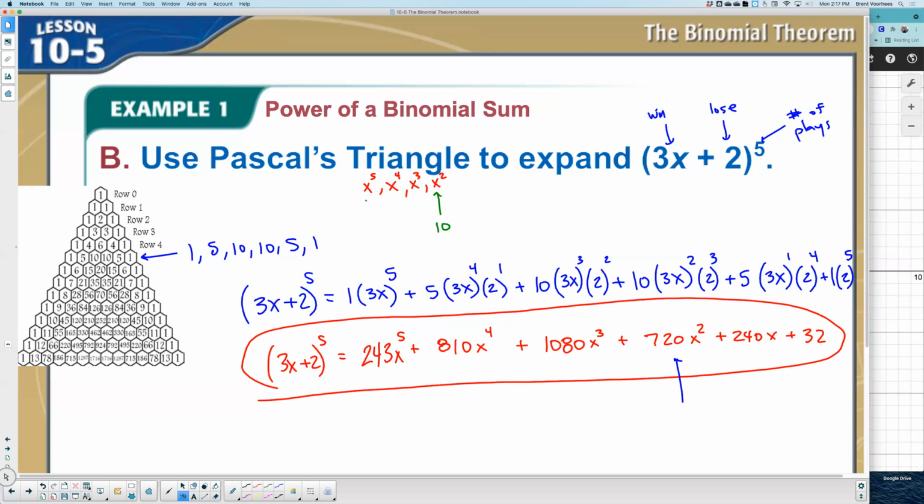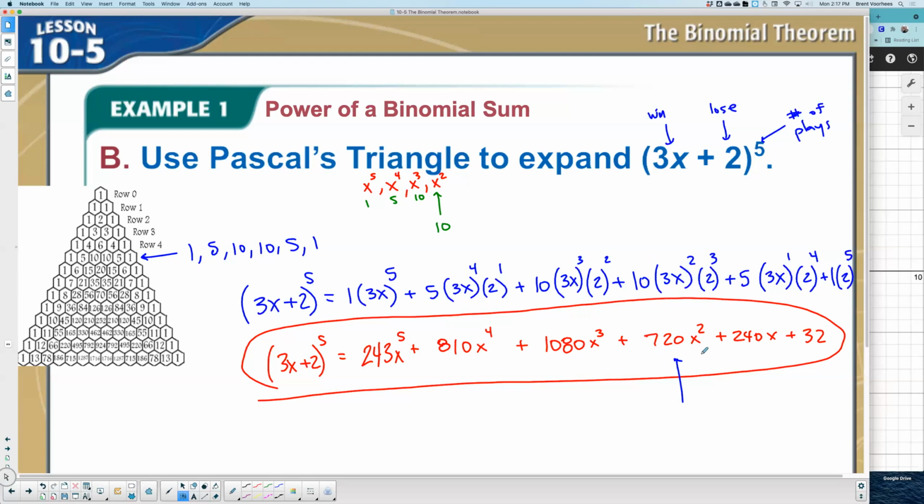This is a 10. You see how this is 1, 5, 10? You follow what I'm doing? All right. From here, now you know the Pascal's number would be a 10. If it's x squared, that means you win 3x twice, and you would have to lose 3 times to add up to 5. That's what the numbers you would type in the calculator.